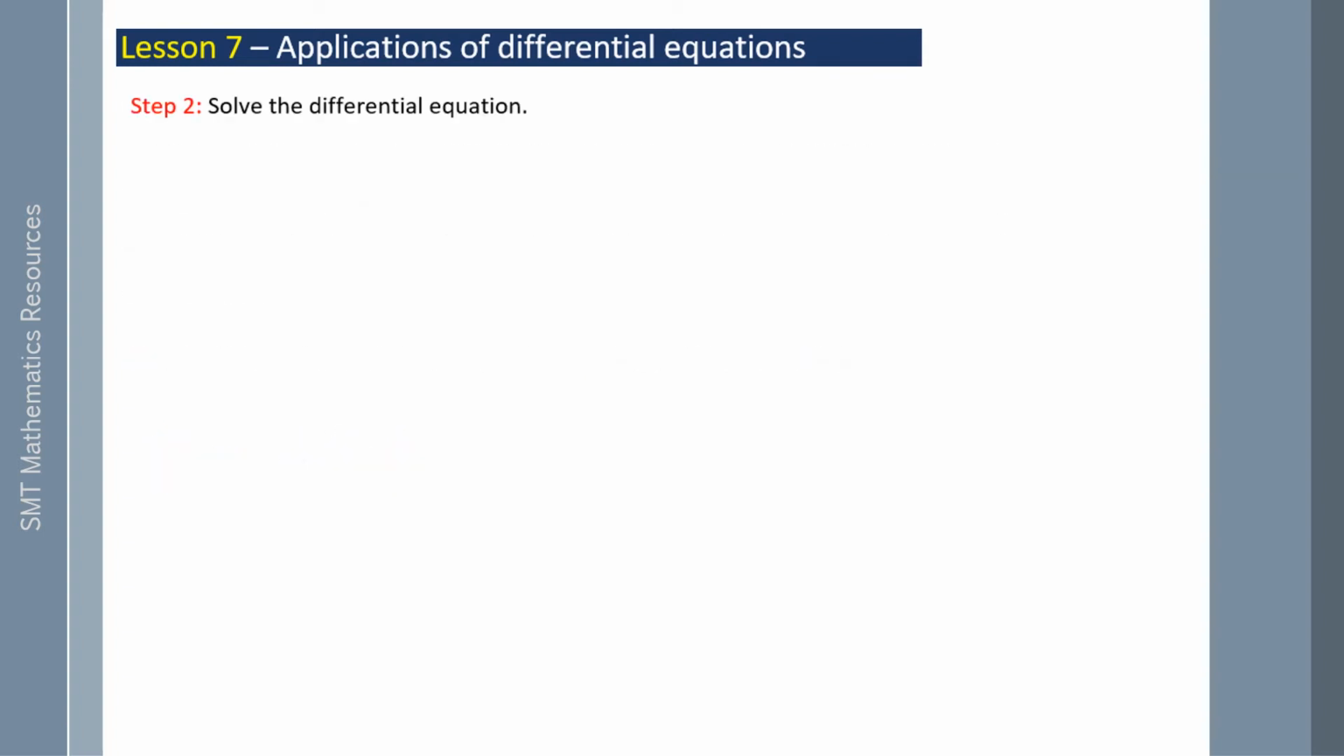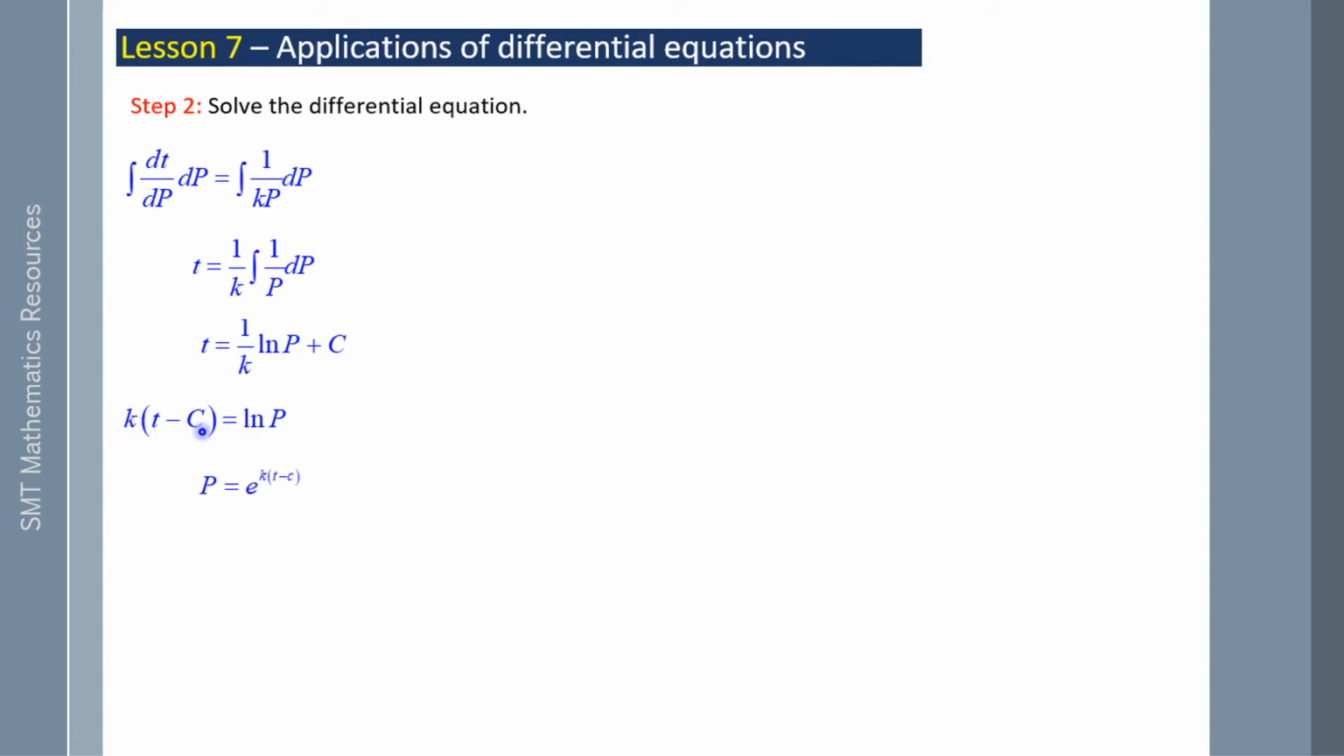Step 2, solve the differential equation. Taking the integral of both sides with respect to p, we have t equals 1/k outside of the integral of 1/p dp. And this is going to be ln p. So we end up with 1/k ln p plus c. Now we rearrange and subtract c from both sides, multiplied by k. We have ln p equals k outside of t take c again. Rewriting that, we have p equals e to the power of this, which is the general solution of a e to the kt, where a is that initial e to the negative kc.